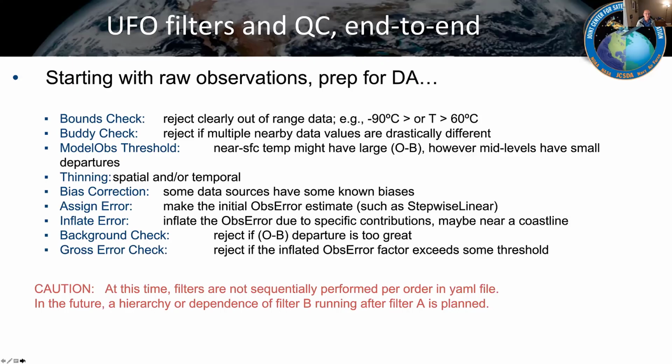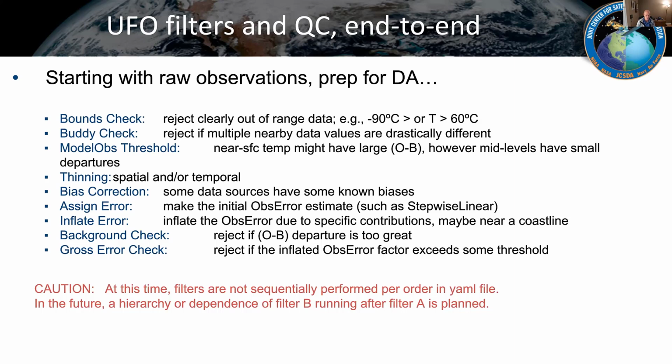So starting with raw observations, we can prep for the DA, which is doing things like rejecting the clearly out of range data. And I'll say as an example, -90 Celsius to +60 Celsius, reject anything out of that range. And I won't read through all these on this slide, but basically you do generally tend to do a sort of workflow looking like this, where you do multiple checks. This was covered nicely in Fabio's talk with a flow chart.